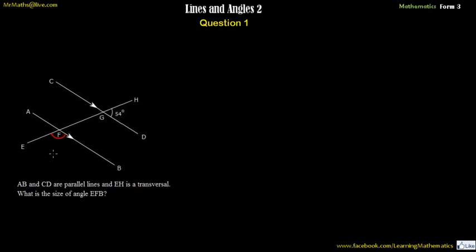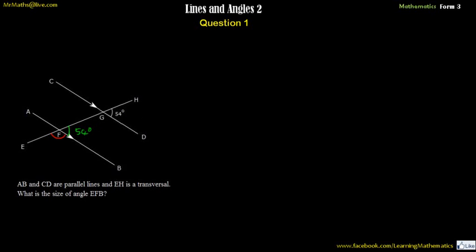Perhaps we can take a look at the neighboring, the adjacent angle, this one for example, in green. Can you tell me what is the relationship between this green angle and the 54 degree there? Think for a while. Yeah, the green angle and 54 degree angle are corresponding angles. And as such, this angle is 54 degree.